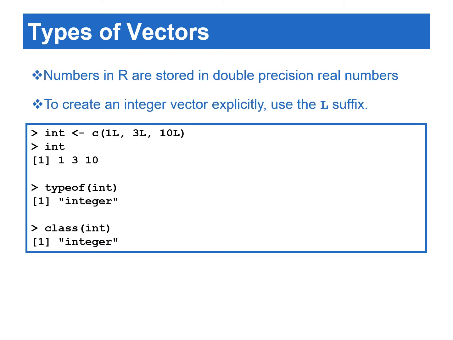If we want to create a vector that only holds integer values, we need to add the L suffix after integers within the C function. For example, the int vector is an integer vector that contains values of 1, 3, and 10. One of the reasons to store numbers in integer mode, instead of double, is to save storage space.